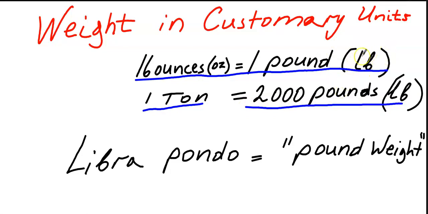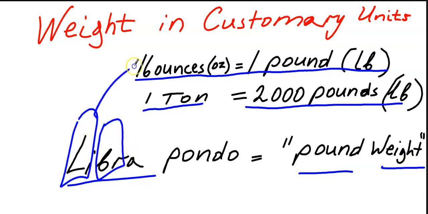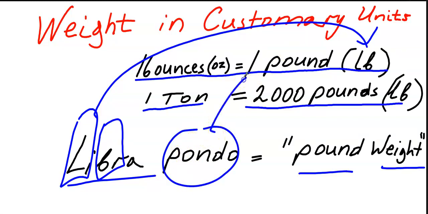So, a little history lesson. Back in ancient Rome, they used a measure for weight called libra pondo, which means pound weight. So the word libra is where the LB comes from. You see the LB, right? That's where they got that abbreviation. Later we just started calling it pounds, which sounds like pondo. So that's why we call it pounds, but we abbreviate it with libra, which is LB.